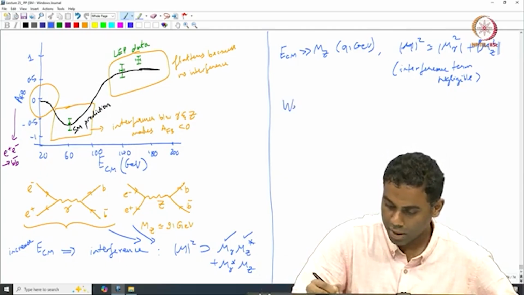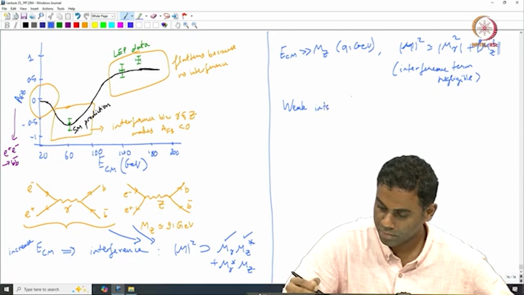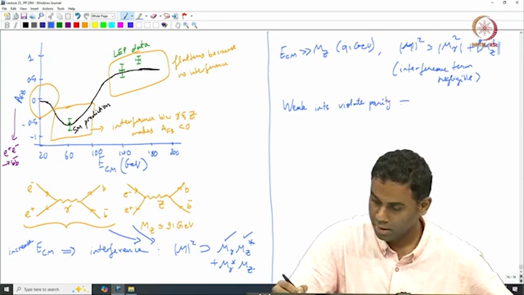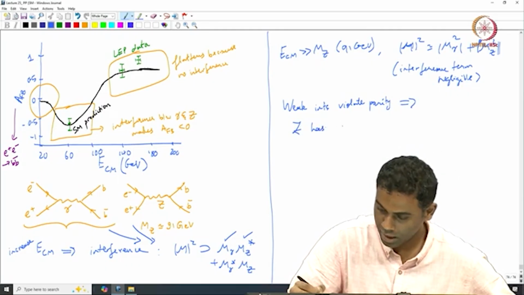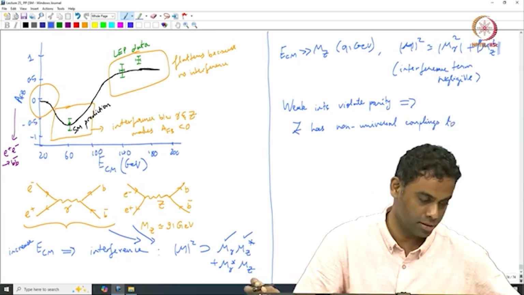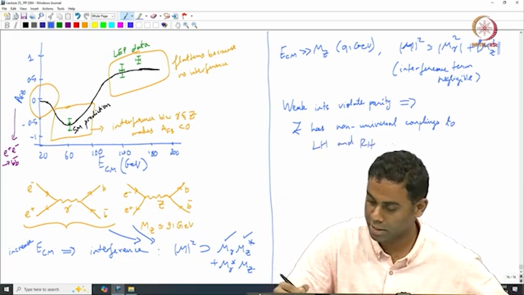So I'm going to write, since the weak interactions violate parity, that implies the Z has non-universal couplings to left-handed and right-handed fermion states.